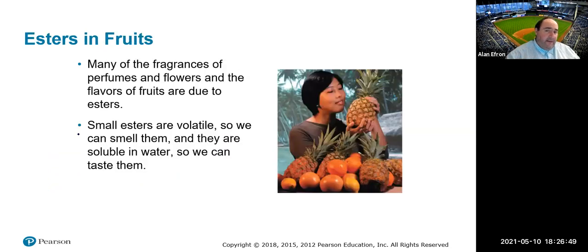All right, so esters, as I mentioned earlier, really have a lot of fragrance. They're responsible for a lot of the fragrance of flowers and the flavors of fruits. They're due to esters. Small esters are volatile, which is a fancy way of saying they can go into the gas phase very quickly, into the vapor phase. That means obviously you'll be able to smell it, right? If it goes into the gas phase. Hence, I think, why she's smelling the pineapple in that particular case.